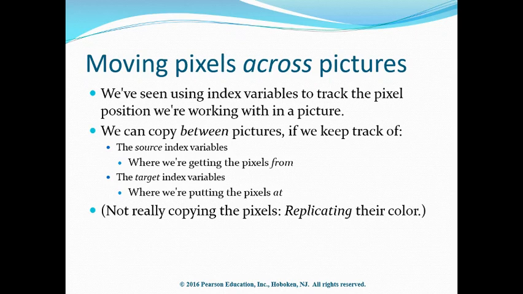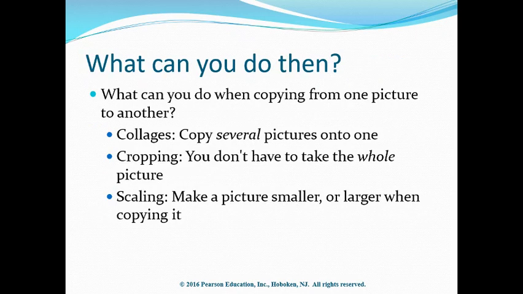So, moving pixels across pictures. We've seen using index variables to track the pixel position we're working with in a picture. You can copy between pictures if we keep track of the source index variables, where we're getting the pixels from, and the target index variables, where we're putting the pixels. Not really copying the pixels, but replicating their color.